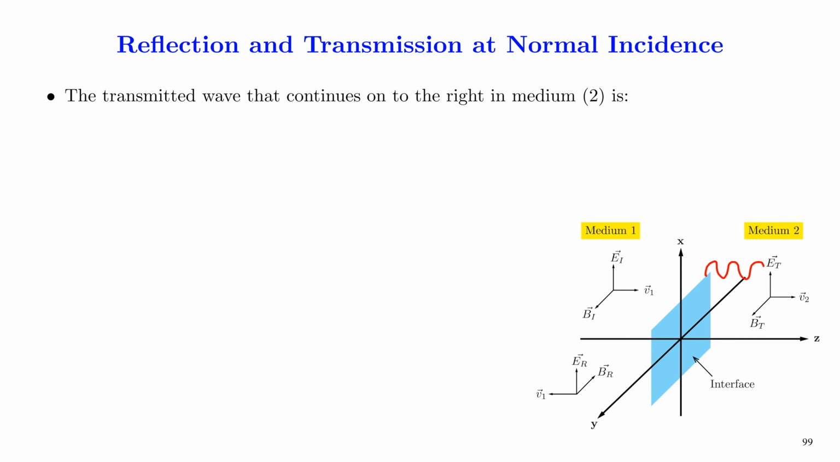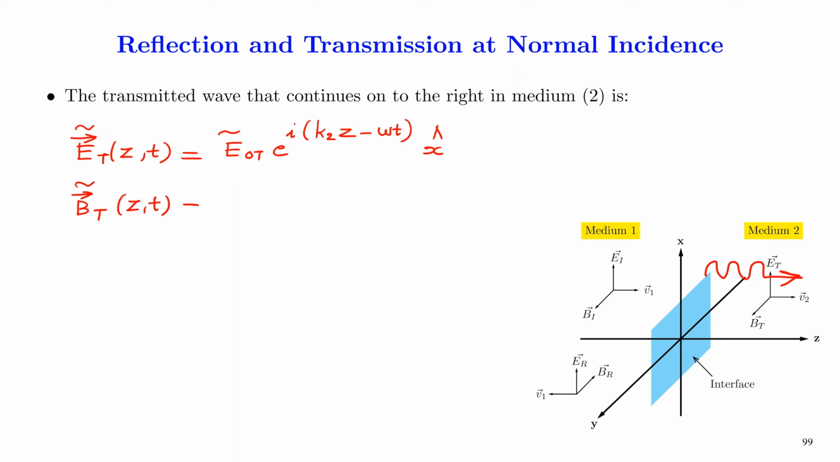Now, the wave that is transmitted to medium 2 can be written as E_T(z,t) equal to E_0T e^{i(k2 z - ωt)} polarized along the x hat direction, and then B_T equal to B_0T e^{i(k2 z - ωt)} polarized along the y hat direction.